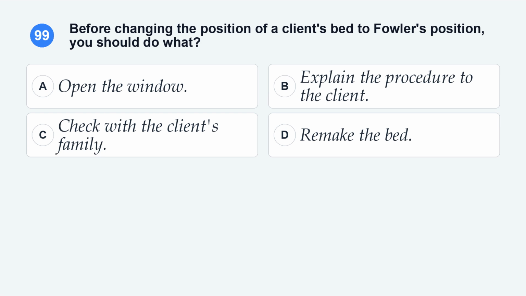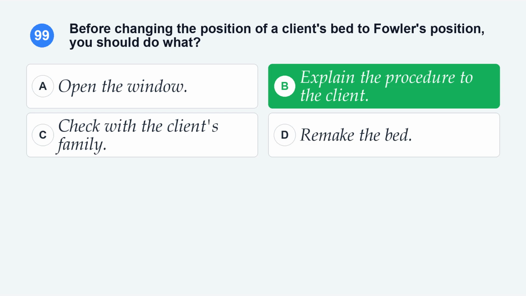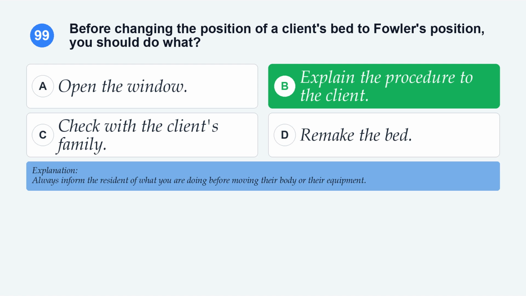Question 99. Before changing the position of a client's bed to Fowler's position, you should do what? Option A, open the window. Option B, explain the procedure to the client. Option C, check with the client's family. Option D, remake the bed. The correct answer is option B, explain the procedure to the client. Explanation. Always inform the resident of what you are doing before moving their body or their equipment.